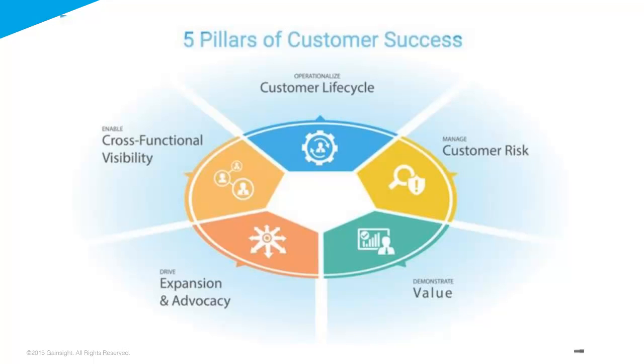In order to understand Gainsight, you first need an understanding of customer success. Customer success is built upon 5 pillars shown here. The CSM's job is to operationalize the customer lifecycle, manage customer risk, demonstrate value to our customers, drive expansion and advocacy, and enable cross-functional visibility. As the admin, you will be setting up Gainsight to perform some of these functions and to empower your CSMs in pursuit of these values.